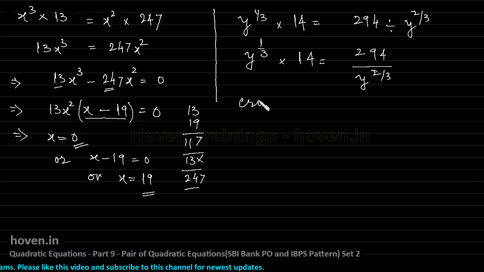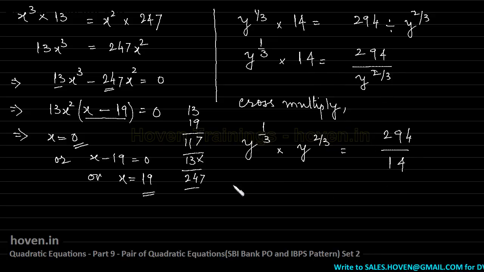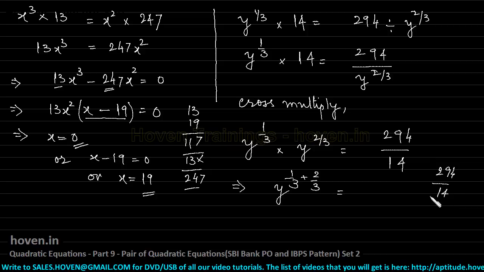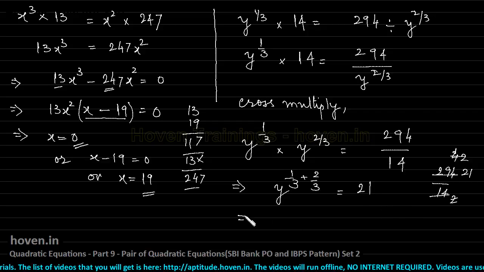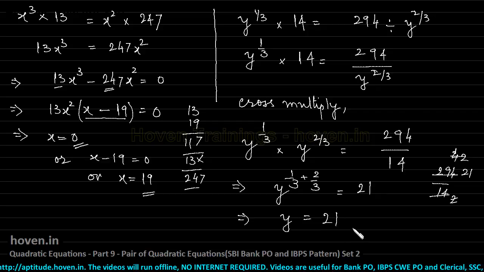Now cross multiply. So we get y raised to the power 1 by 3 into y raised to the power 2 by 3 equal to 294 by 14. 14 we have brought down, which implies y raised to the power, we can add the two powers, so we can try cancelling this. This cancellation gives 21. So this is what I get here. Which implies this is 1 by 3 plus 2 by 3 will be 3 by 3 and ultimately y is left and we get y equal to 21.